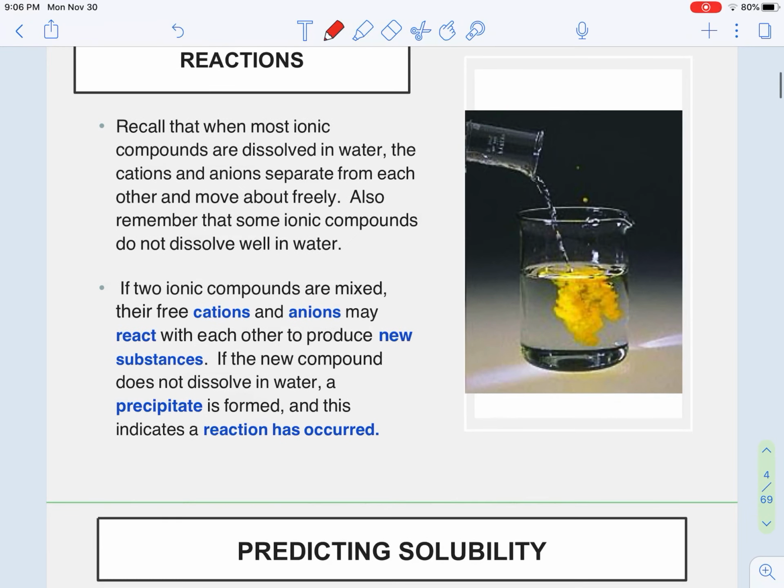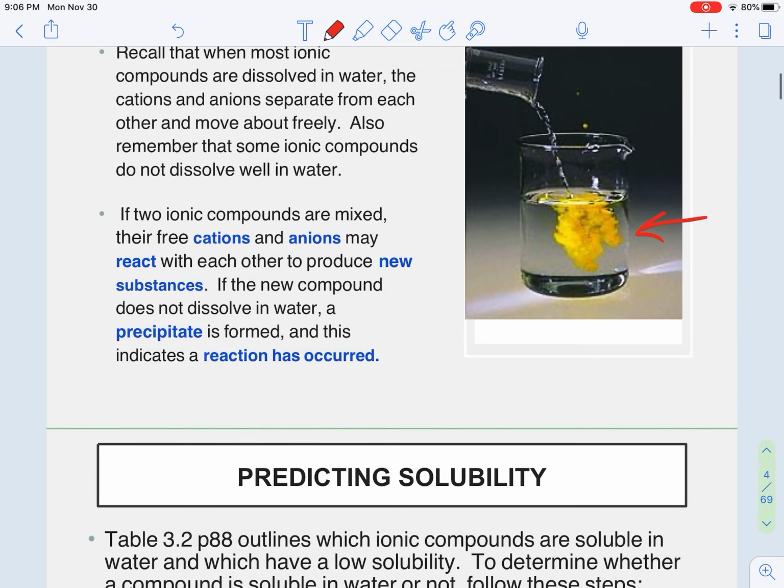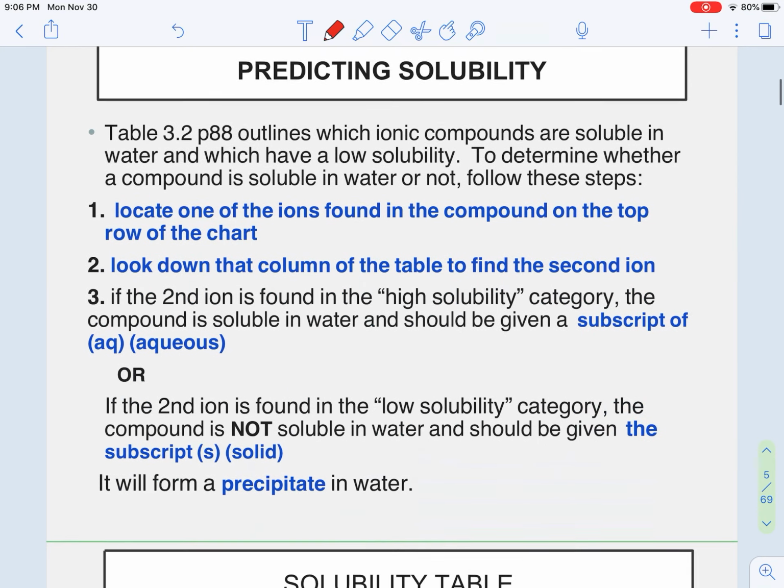So it says when you mix ionic compounds, the new substance may or may not dissolve in water. And so when products are formed, we'd like to be able to indicate their state as being solid or aqueous. When you see a chunky yellow substance floating as a new product that's formed when you mix two clear liquids together, you definitely would call that a precipitate, and the state of that would be considered solid. It would be like something solid floating on the top.